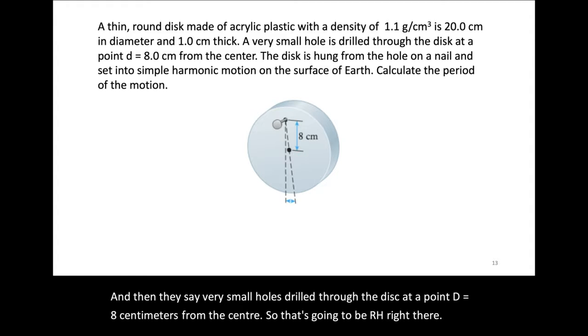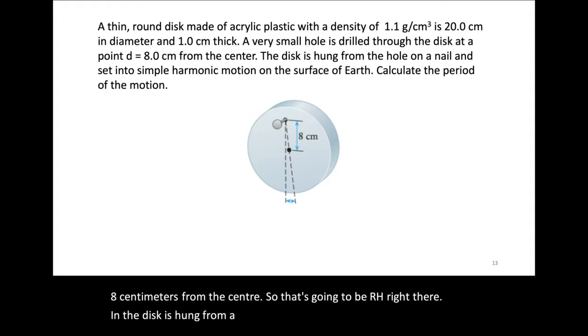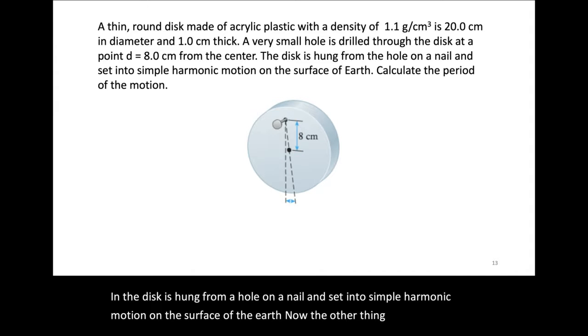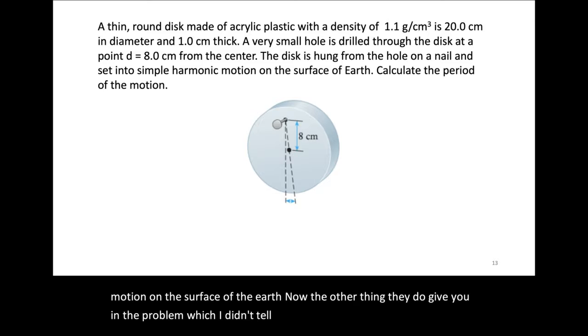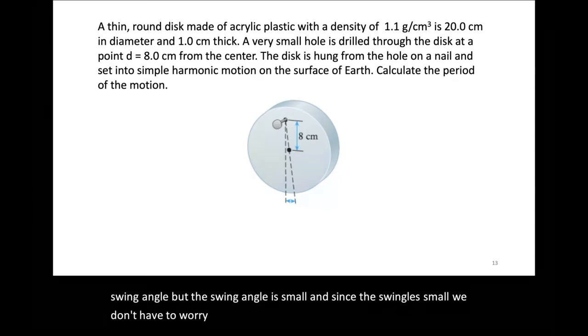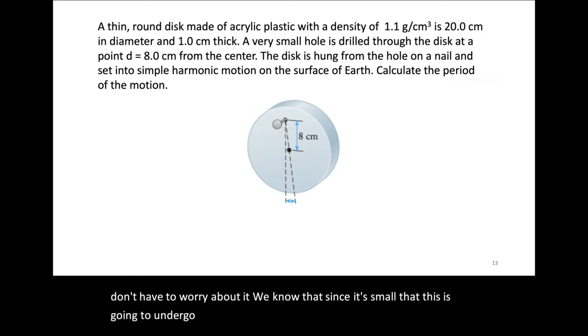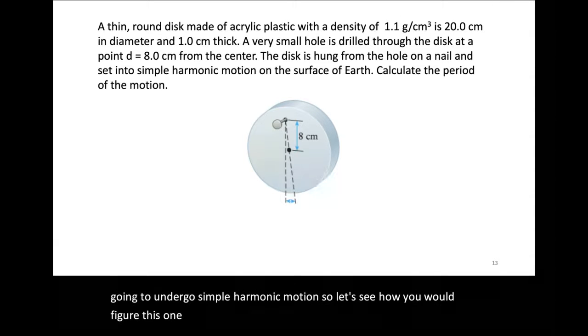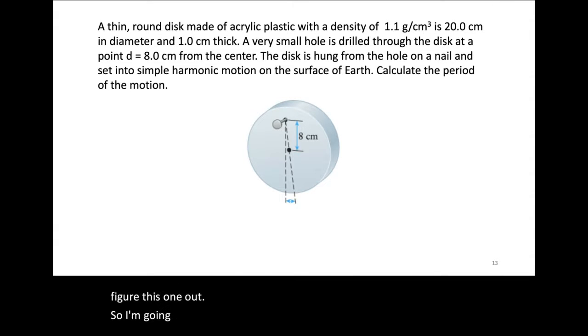The disc is hung from a hole on a nail and set into simple harmonic motion on the surface of the Earth. The other thing they give you in the problem, which I didn't tell you, is the swing angle, but the swing angle is small, so we don't have to worry about it. Since it's small, we know this is going to undergo simple harmonic motion. So let's see how you would figure this one out. I'm going to switch to my document camera. There it is.